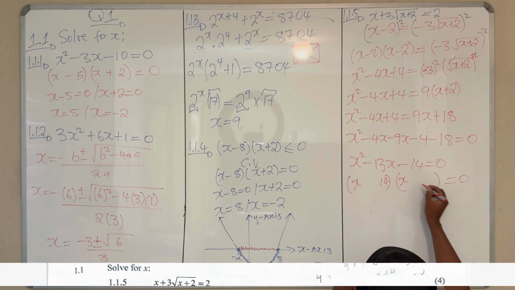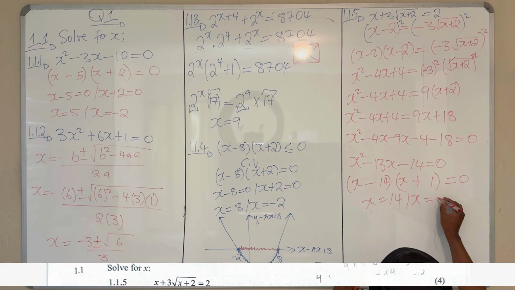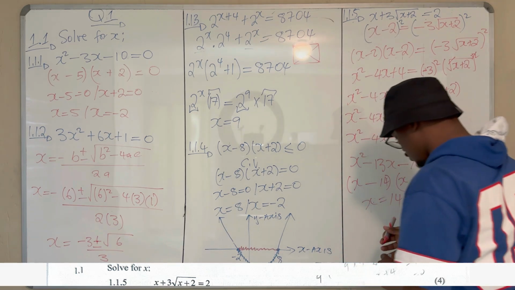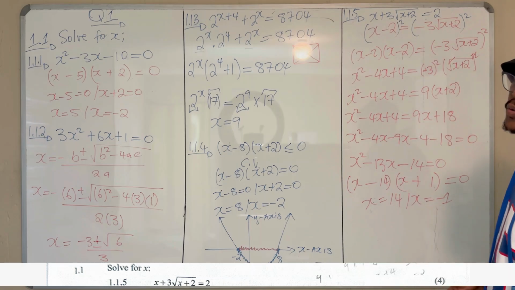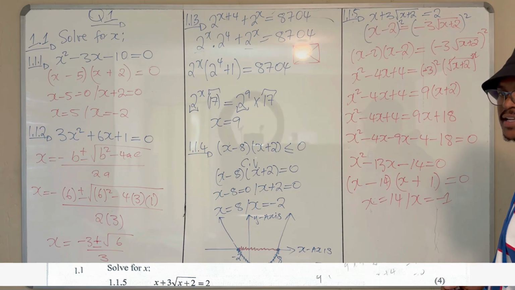You have 14, you have 1, so it should be minus, should be a plus. So x should be 14, or your x should be minus 1. When you're doing this kind of equation, it's important to test the validity of your solutions, right? You might have to select one if there's one that is invalid.